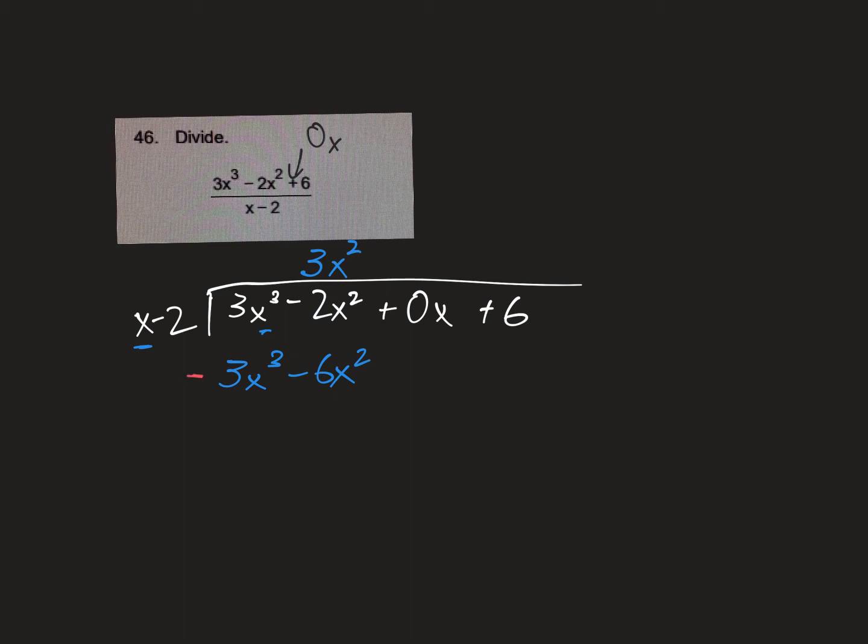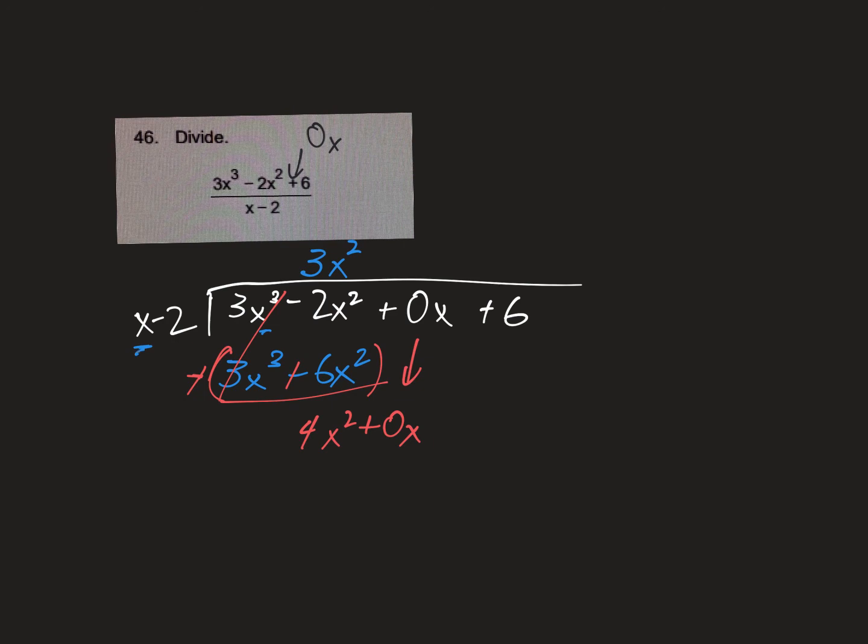That's how you know they're going to cancel. So we're going to subtract this. And I usually put parentheses showing, hey, I'm subtracting this whole thing. Cancel these first two terms. Negative 2 minus negative 6, this becomes plus 6, right? So negative 2 plus 6 is going to end up being 4x squared. And we'll slide this 0x down. And then we're going to repeat the process, right?